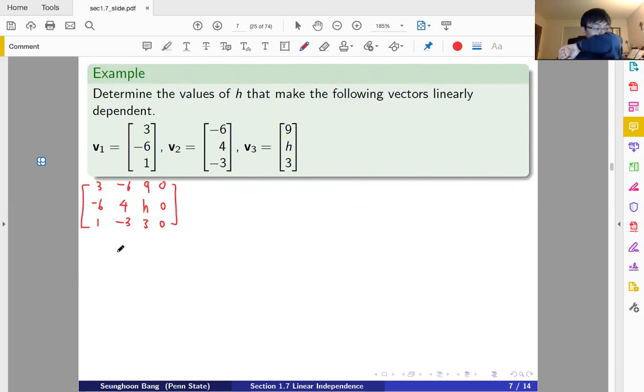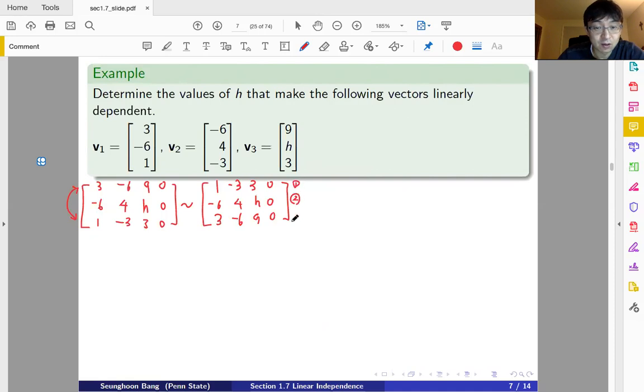I can do that. One of the best ways is this one. The 3 and 1: the 1 is a small number, so you can interchange them. You can interchange the first row and the third row. So we have 1, -3, 3, 0, then -6, 4, h, 0. The last one is the first row: 3, -6, 9, 0.